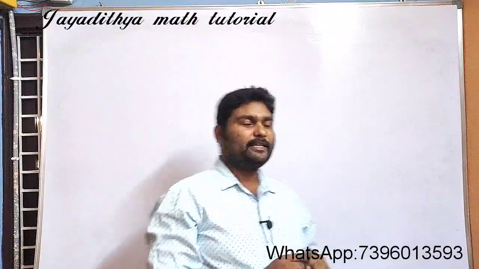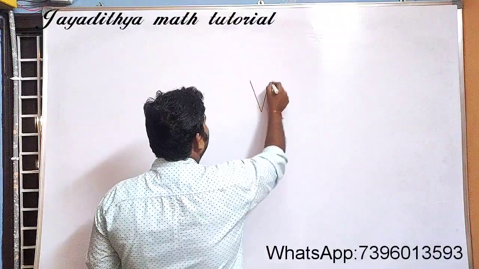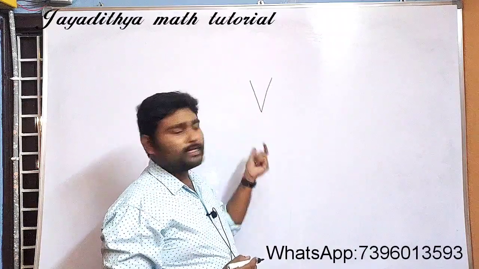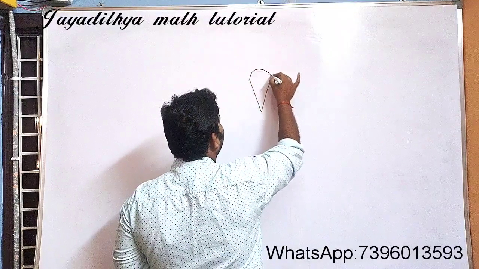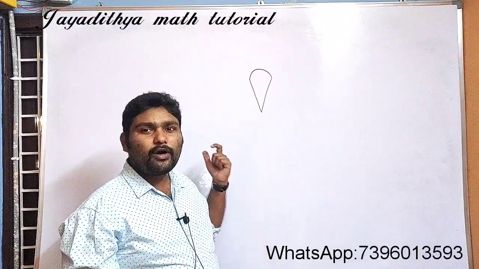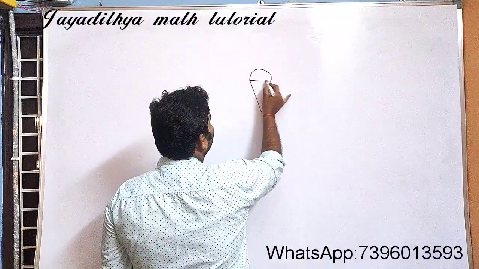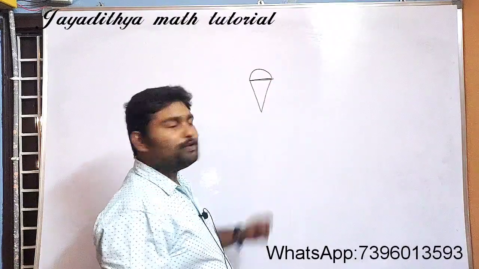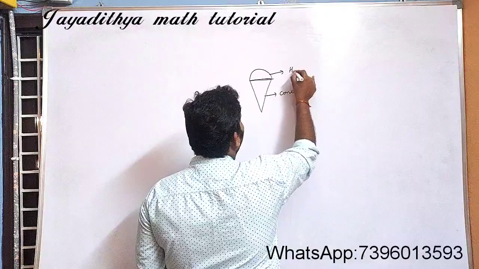For example, as this is summer, most people like to eat ice cream, right? When we are eating a cone ice cream, there will be a cone, and on the top of it you will have the ice cream. If you observe, this is a combination of two solids. The first one is a cone and the other one is a hemisphere. So here you can see two figures: this is the cone and this is the hemisphere.